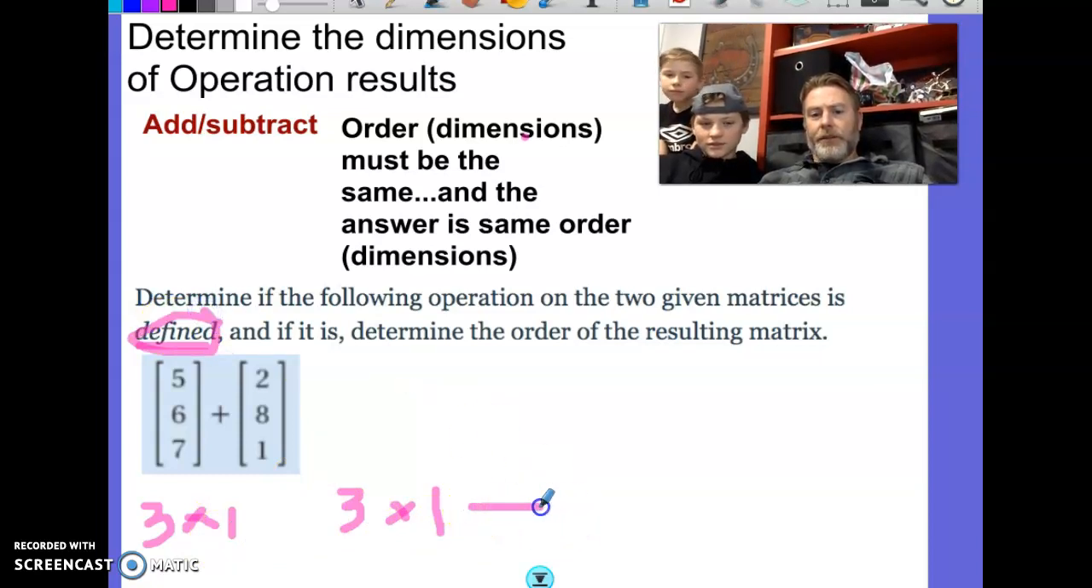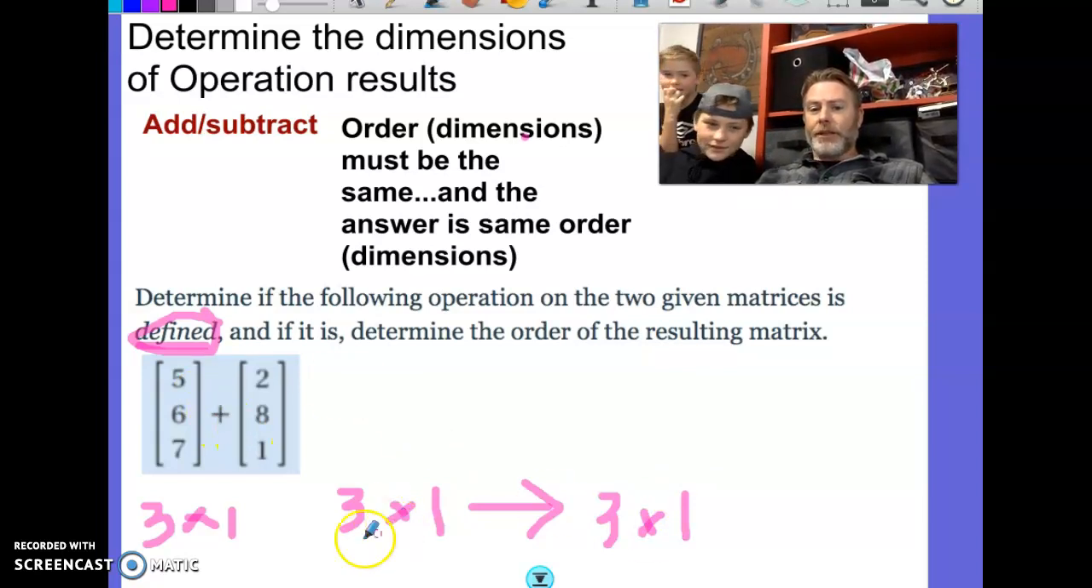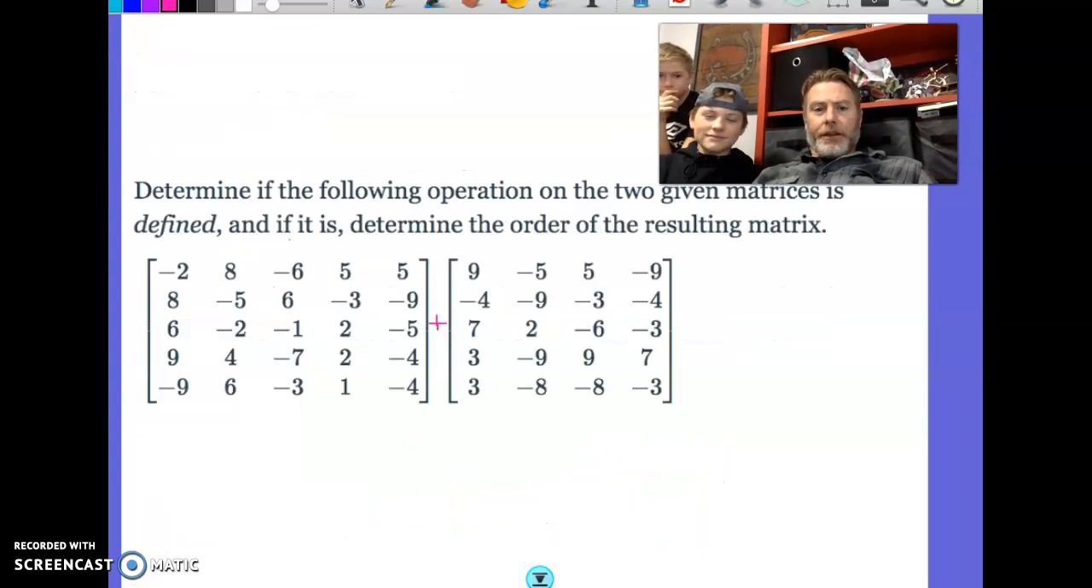And then its resulting matrix, guess what, you guys? The resulting matrix is a 3 by 1. Now here's the beautiful thing. When we add matrices, if they are the same before we add them, they do not change order at the end. The order is exactly the same. So let's take a look at another problem here.